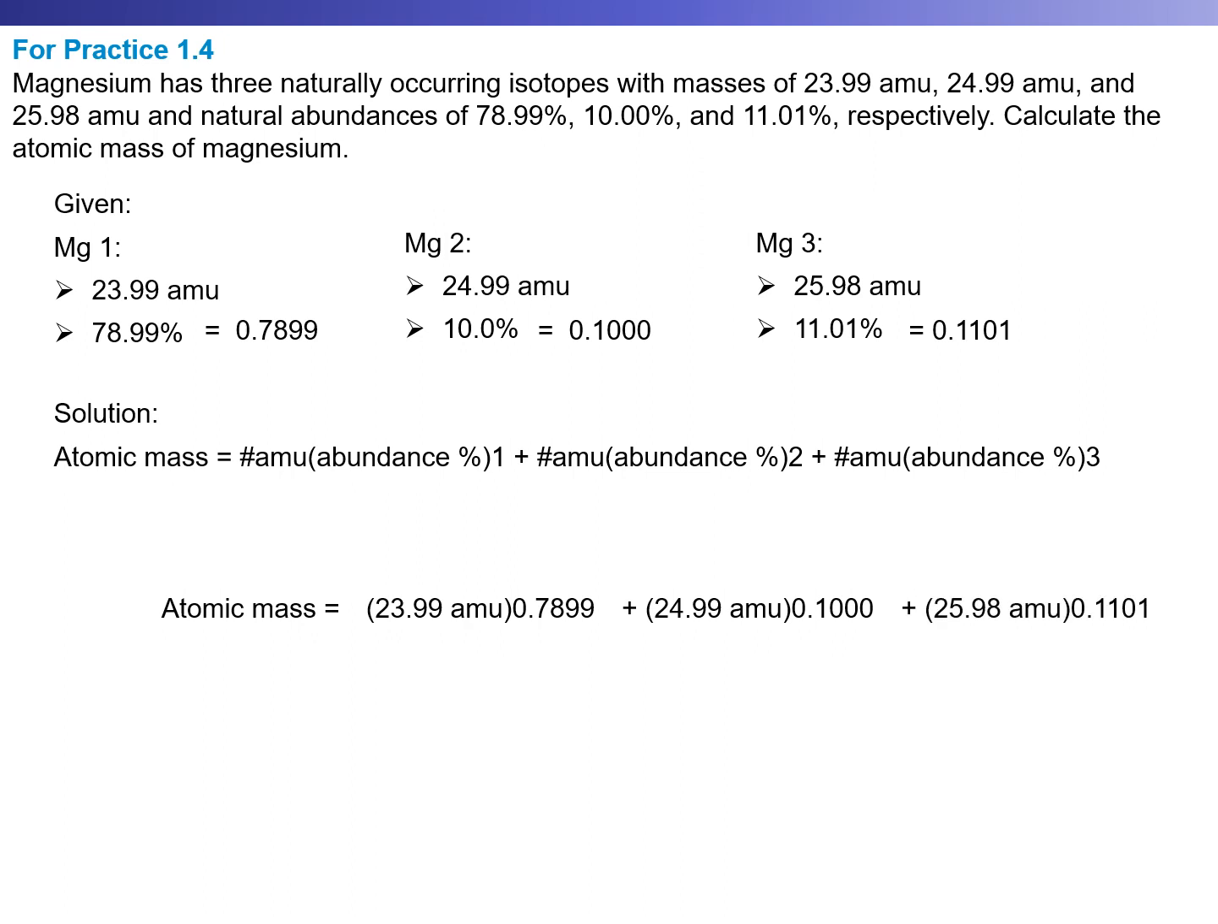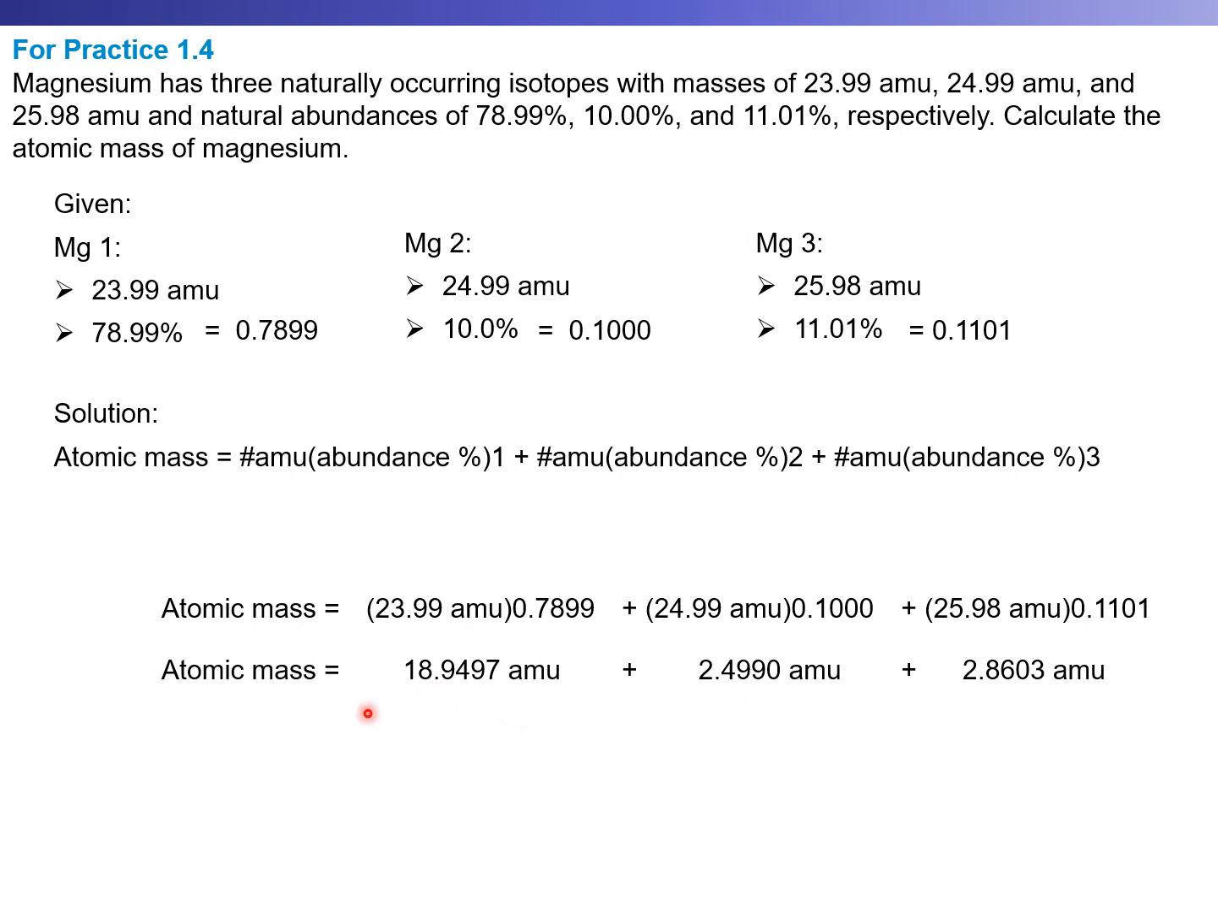And for our third one, 25.98 atomic mass units times 0.1101. Now, if we multiply each of these out, we see that for our first isotope, it's going to come in at 18.9497 atomic mass units. For our second one, 2.4990 atomic mass units, and for our third and final one, 2.8603 atomic mass units.